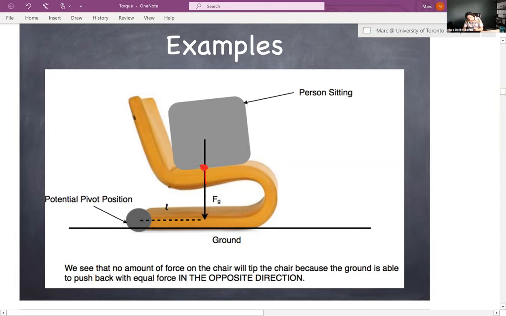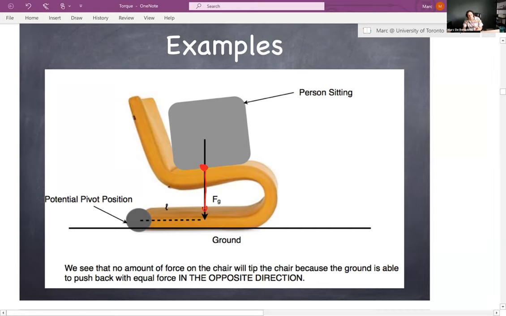You apply a force straight down on this chair. And the force that you apply on the chair is exactly equal to your force of gravity, mg. Okay, let's look at the torque that you sitting in the chair would cause. Let's look at the torque due to the force of gravity of you sitting in the chair.